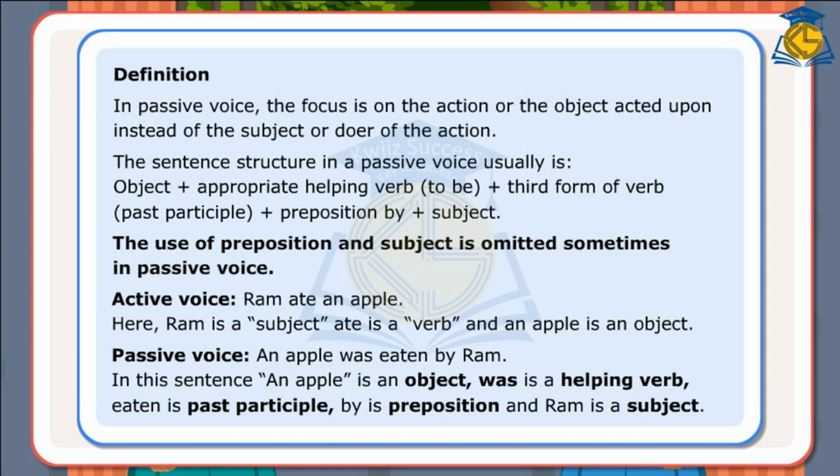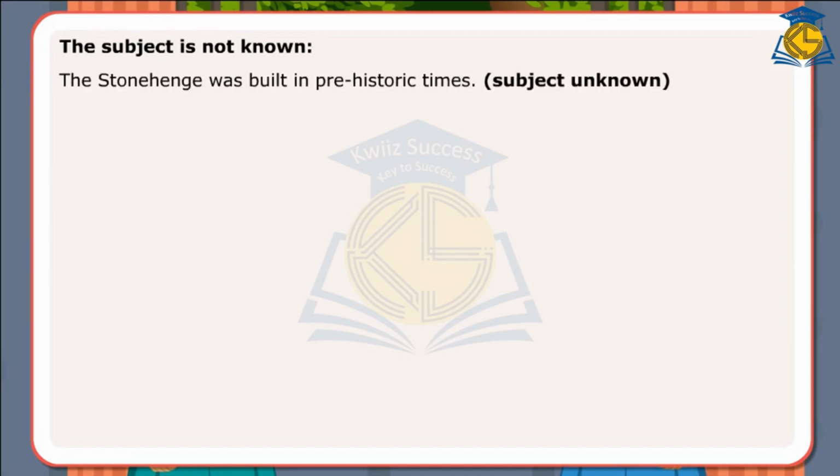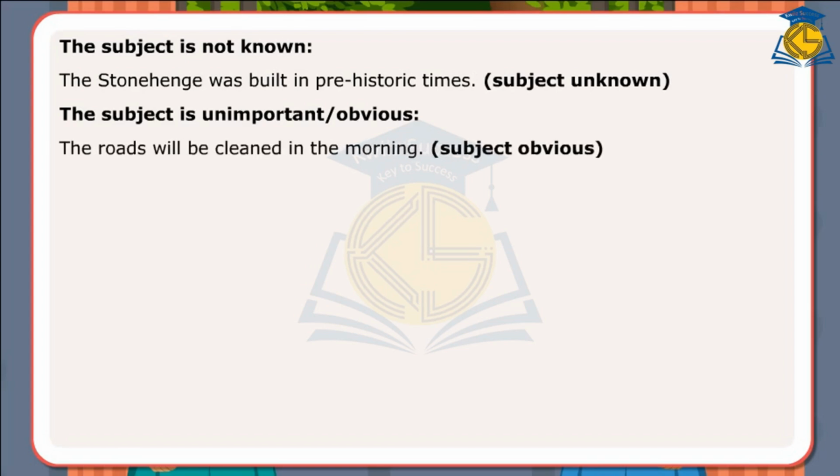We use passive voice when the subject is not known. The Stonehenge was built in prehistoric times. Subject unknown. The subject is unimportant or obvious. The roads will be cleaned in the morning. Subject obvious. You do not wish to disclose the subject.